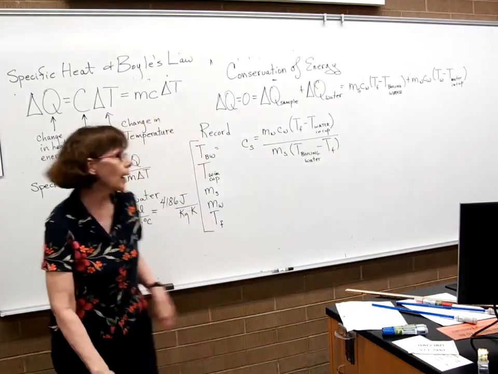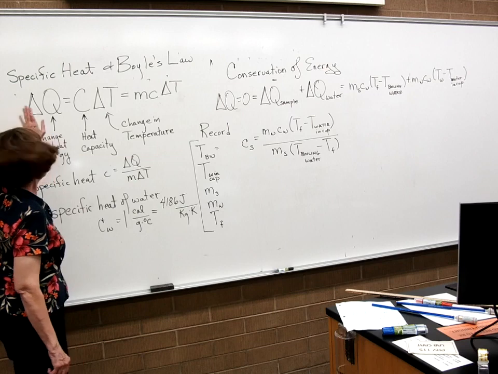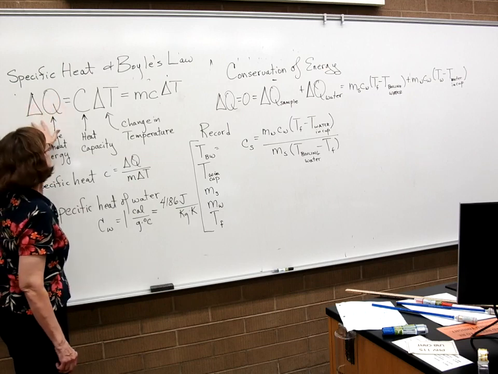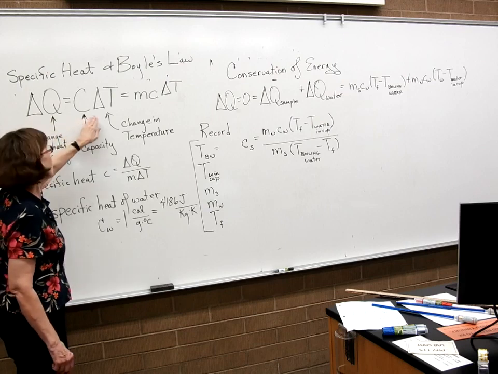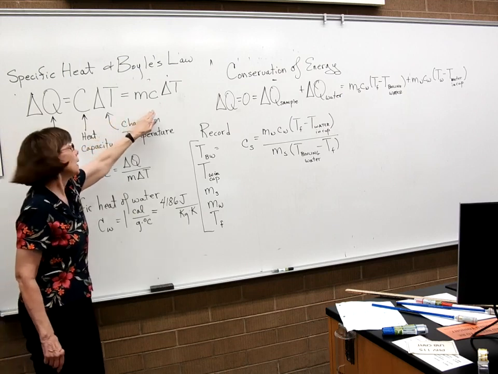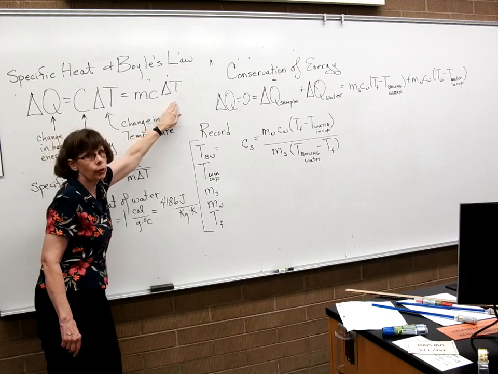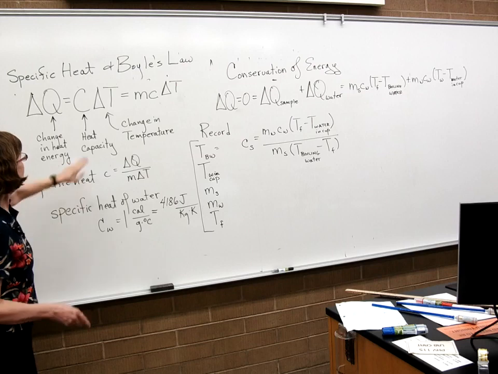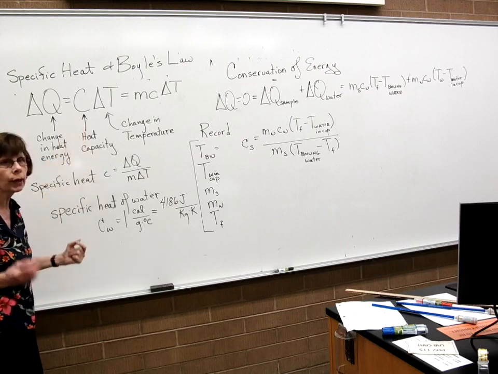Okay, now we're going to talk about specific heat, and in this case, the symbol for heat in thermodynamics is Q. So the change in the heat energy would equal the heat capacity times the change in temperature. That would equal the mass times what we call the specific heat times the change in temperature, whatever units you want. They found this was a function basically of an object, and that was very inconvenient.